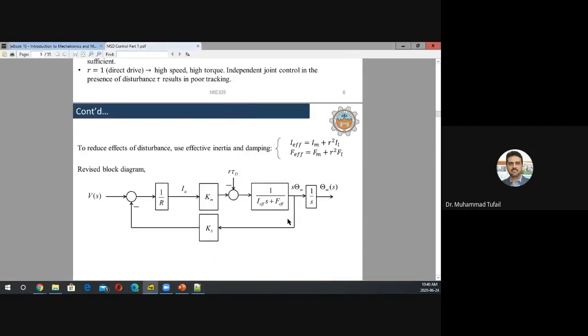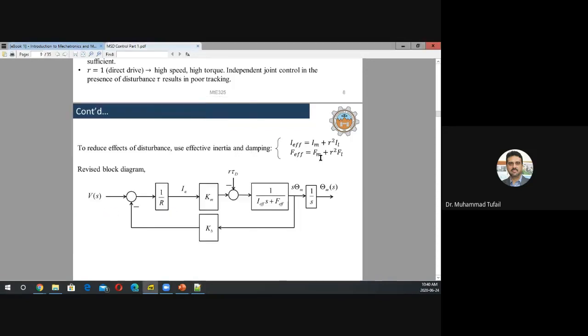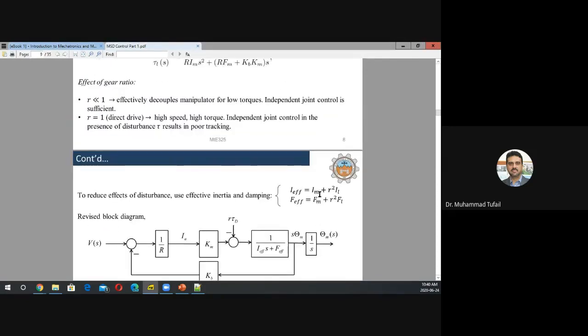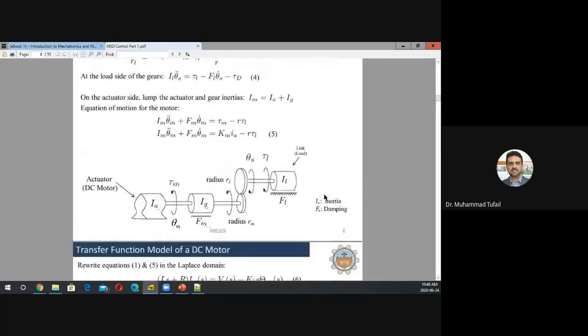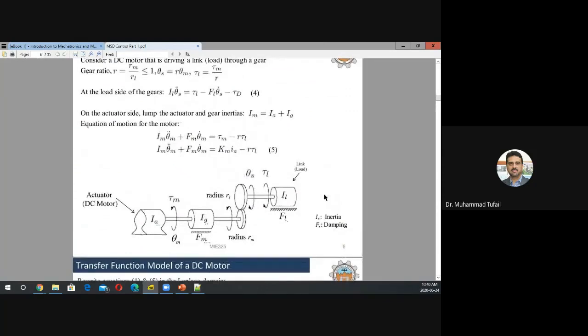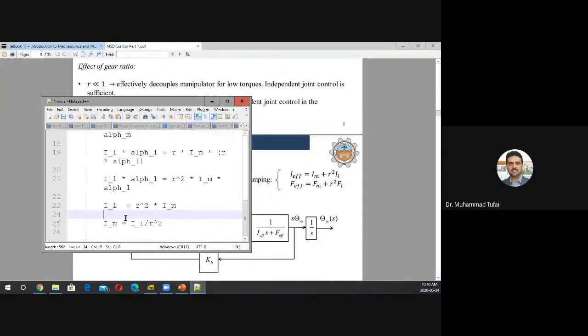Okay, so whatever is the inertia on the load side, we have to, this got flipped from here. IM plus R squared. Okay. So how should it be? It should be R squared getting multiplied with IL, and here it is divided by this.